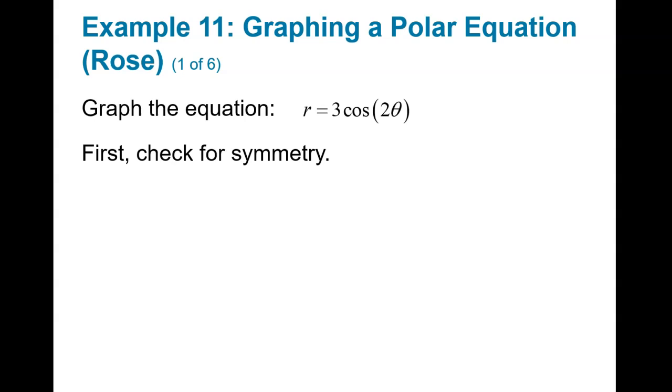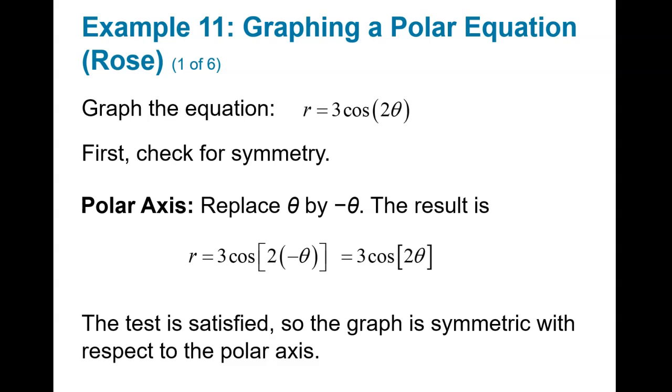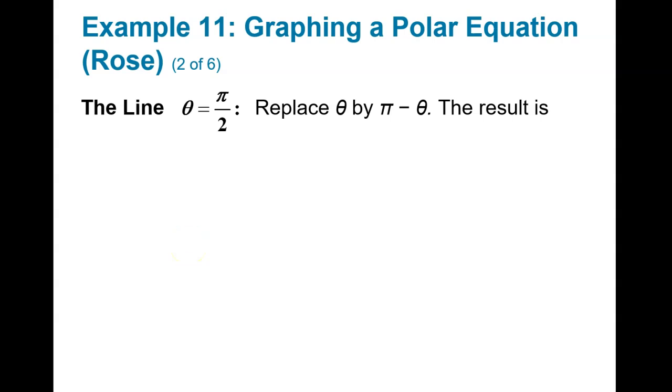And for this one, I want to just give you an example of one that is symmetric to all three, like all three tests for symmetries pass. But the thing is, when I plug in negative theta into this, I can easily see that I'm going to get back to what I started with because it's cosine. So I'm back to what I started with. So we have that symmetry at the polar axis, the x-axis. This is a check for symmetry at the y-axis.